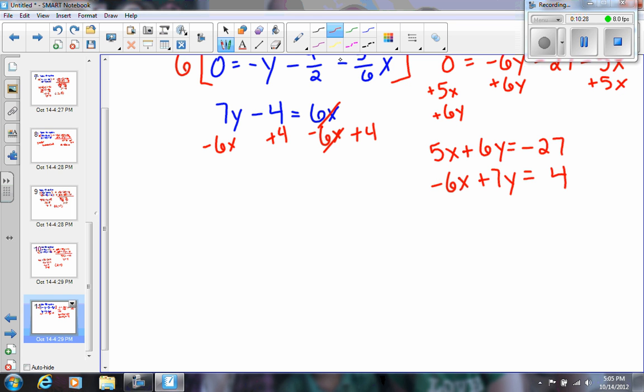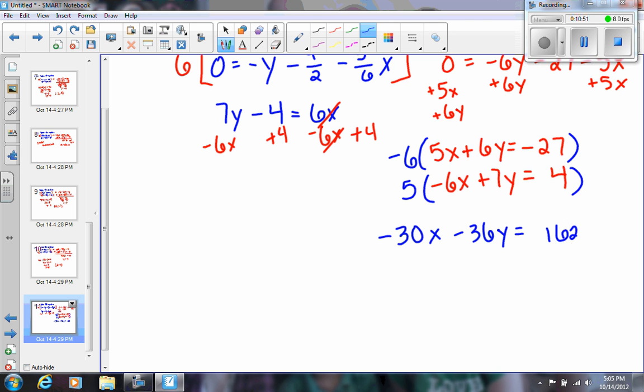So I'm going to multiply this by a negative 6, and I would multiply this by a positive 5 to make my x's drop out. I'm going to write them underneath. I'd get negative 30x minus 36y equals 162. And here we have, oops, I should have done this with a positive. Let's change these. I'm going to change that to a positive because I want these to drop out. So now we have a negative 30x plus 35y equals 20.